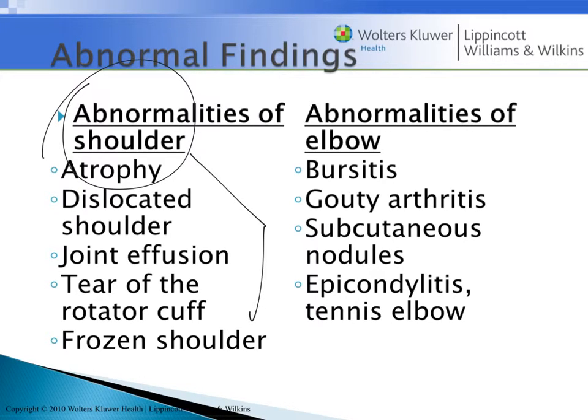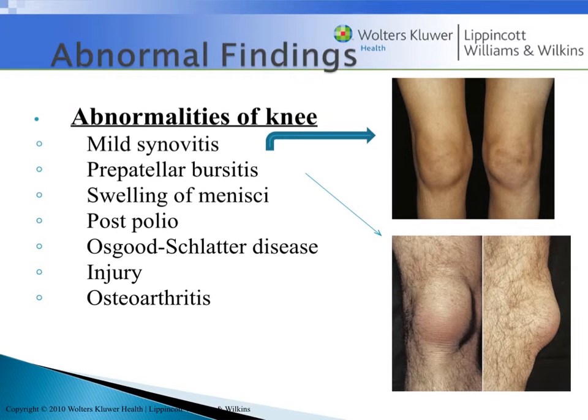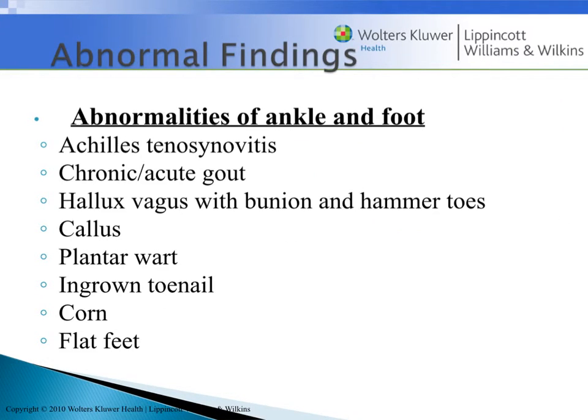For these, elbow, there's just a few. You don't need to memorize those. For the knee assessments, you don't need to memorize all of these. If they're on their worksheet and there's something we talk about, those would be the ones that you might see again. Again, abnormalities of the ankle and foot.